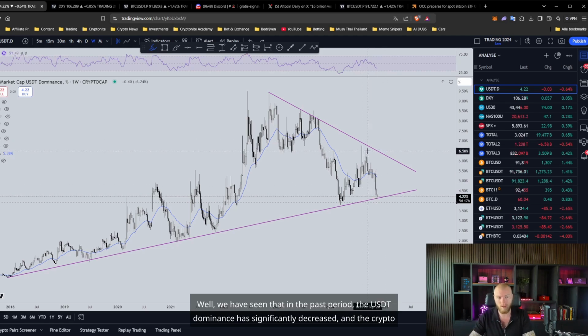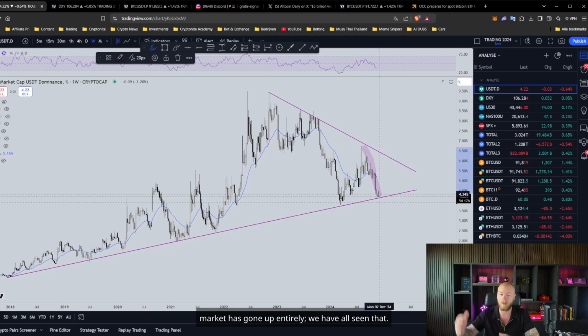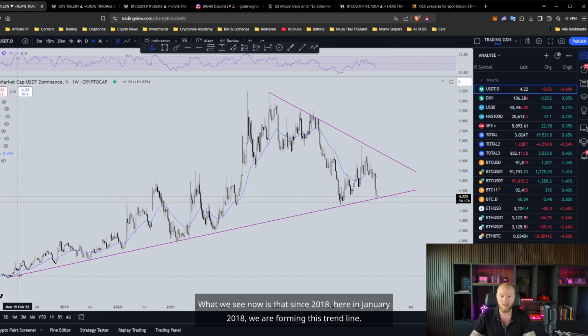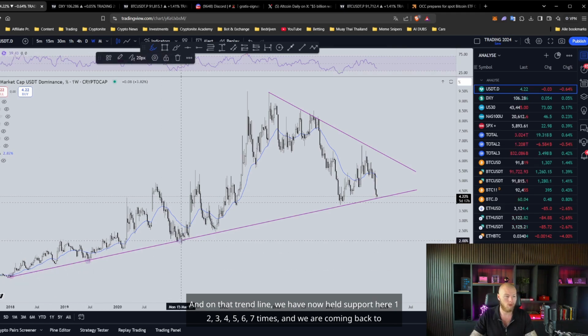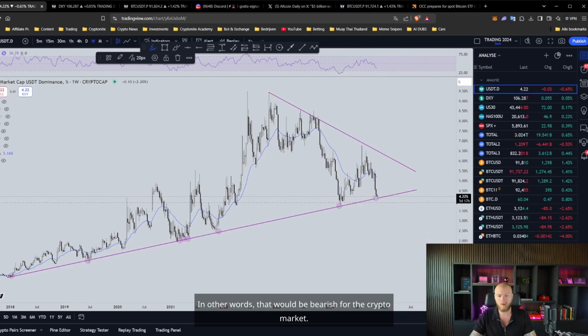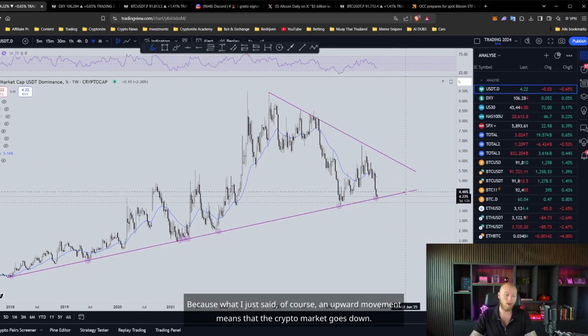Well, we have seen that in the past period, the USDT dominance has significantly decreased and the crypto market has gone up entirely. We have all seen that. What we see now is that since 2018, here in January 2018, we are forming this trend line. And on that trend line, we have now held support here 1, 2, 3, 4, 5, 6, 7 times. And we are coming back to that line for support. And every time we reached it, we had a movement upward. In other words, that would be bearish for the crypto market. Because what I just said, of course, an upward movement means that the crypto market goes down.